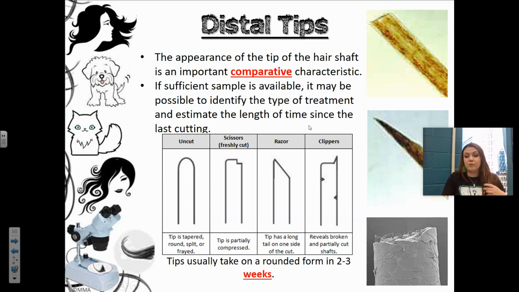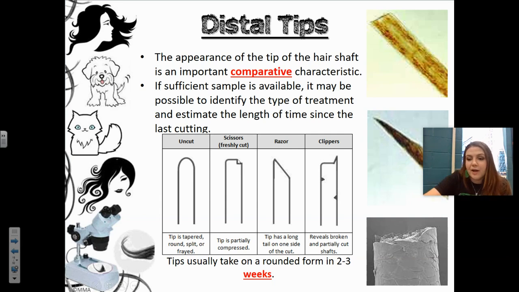Like, is it a person who looks like they just cut their hair, or a person who looks shaggy? It's not only length, we can tell about how long it's been since they had it cut, like how fresh their hair should look, as well as possibly even tracking down where they got a haircut to make sure it's the right person, and how they got their haircut. So if they were cut with scissors, it looks like this, like the distal tip literally has this little chunk taken out of it.